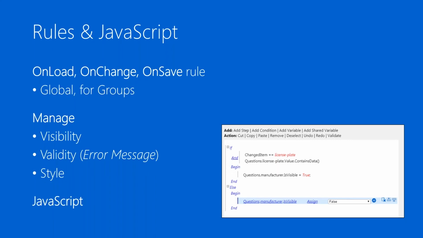They can be used to manage visibility of the item, so you can hide or show different questions based on answered questions. You can check for validity by setting an error message. You can even dynamically change styles on the questions.